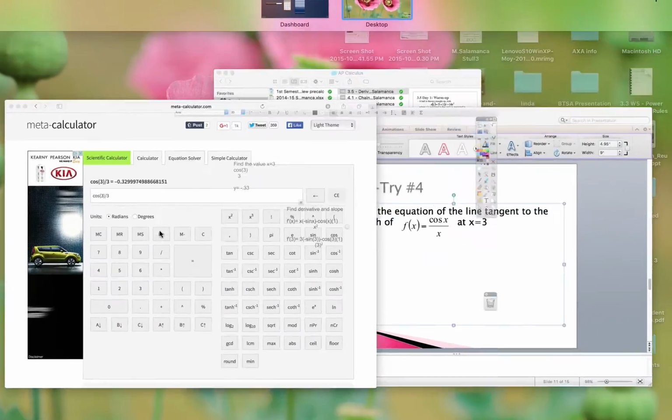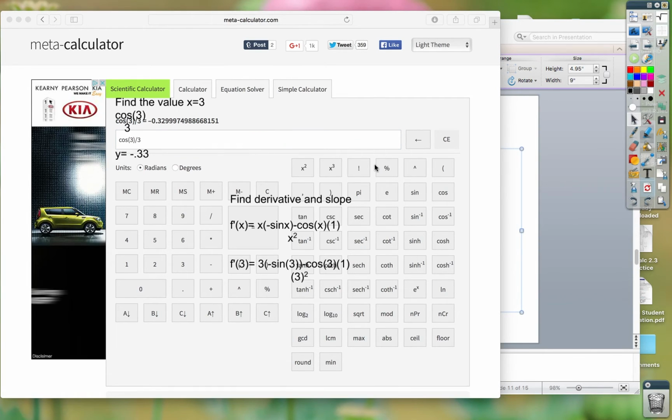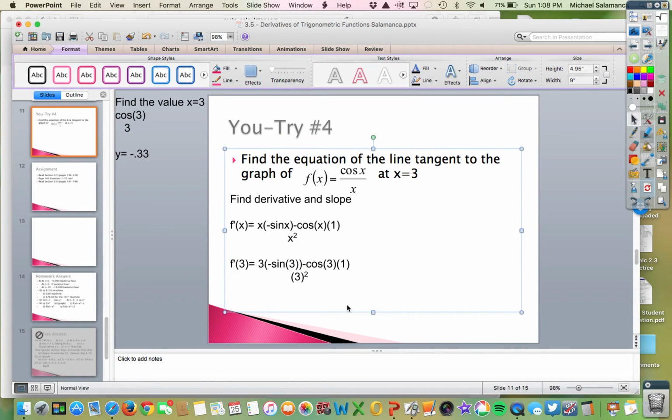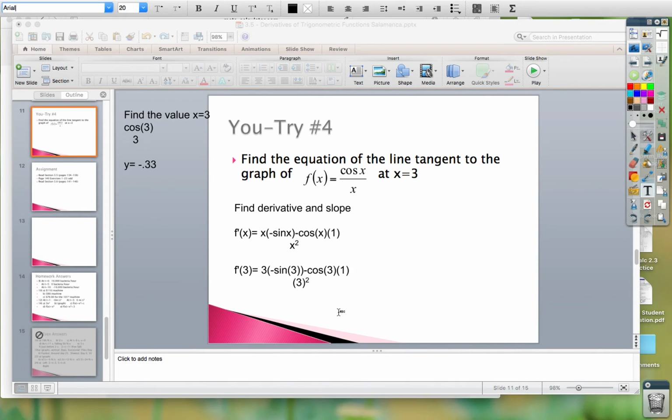We're going to take that and plug it into our calculator again. So we're doing 3 times negative sine of 3 minus cosine of 3 divided by 9 is equal to 0.0157. That's your slope.